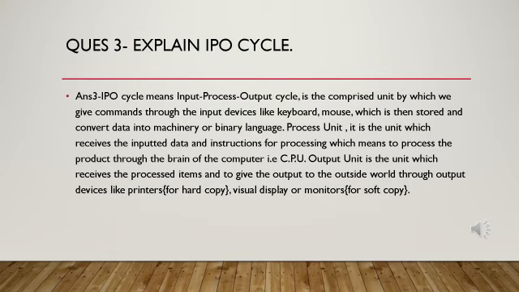Process is the unit which receives the input data and instructions for processing, which means to process the data through the brain of the computer. Brain of computer means CPU, central processing unit. And the third one is output unit, the unit which receives the processed data and gives the output to the outside world through output devices like printer and VDU, meaning monitor.